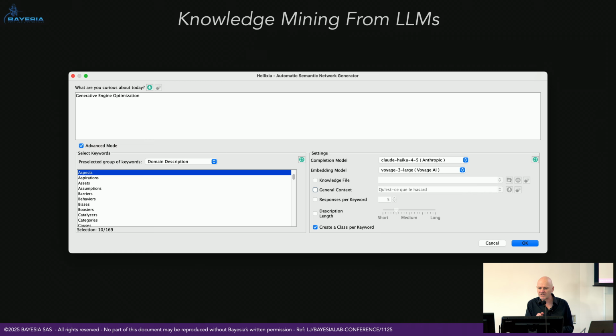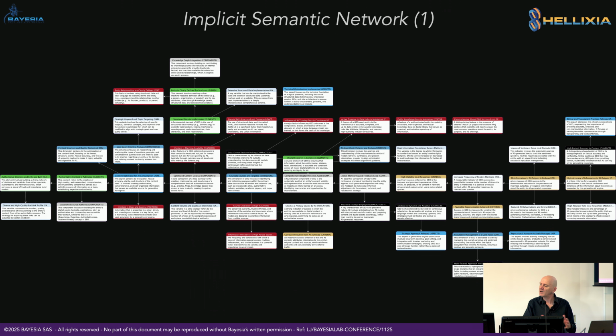Here I've selected the set that I've named the domain description, which is based on 10 keywords. For example, aspect is one of these keywords, right? So I'm going to use Hellixia for finding what are the most important dimensions, for example, what are the most important aspects that are associated with generative engine optimization, right? And then I will end up with that. So here you see a semantic network. You have one node per keyword. I think you obviously cannot read that. Each color represents one keyword, and it has been machine learned.